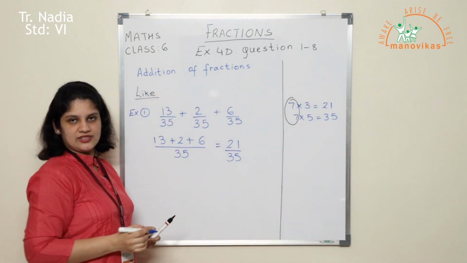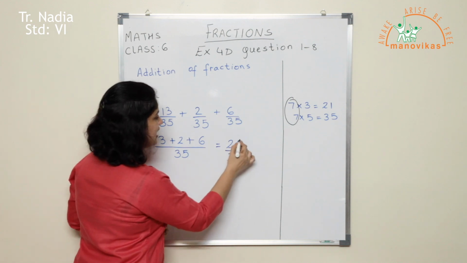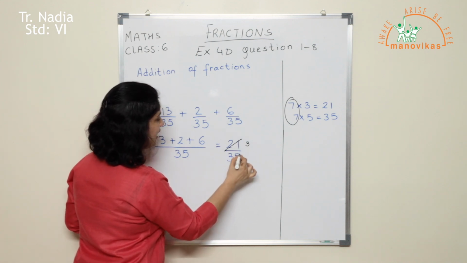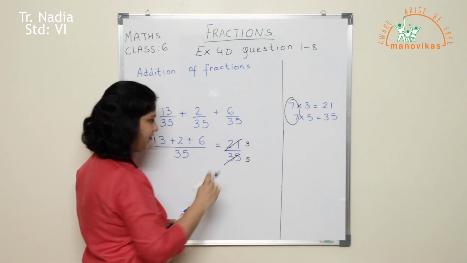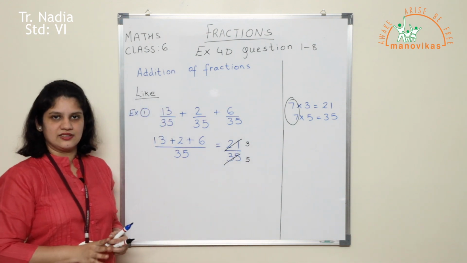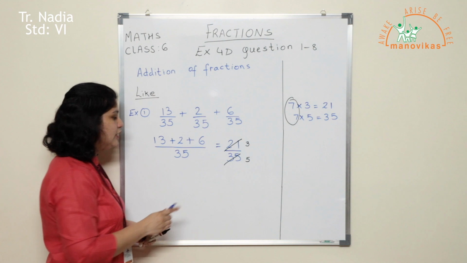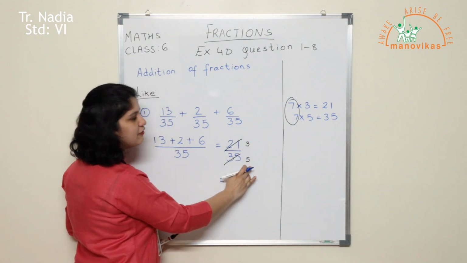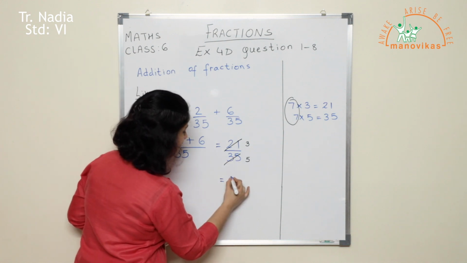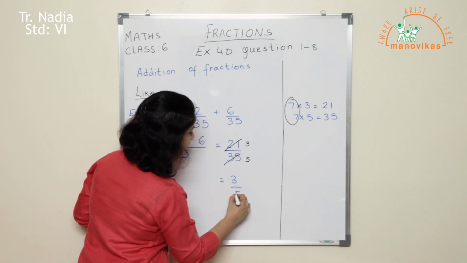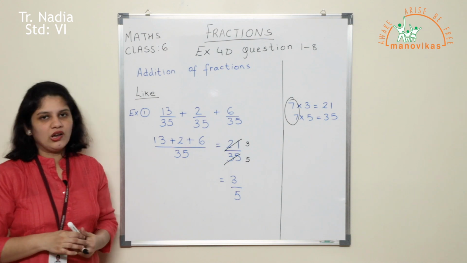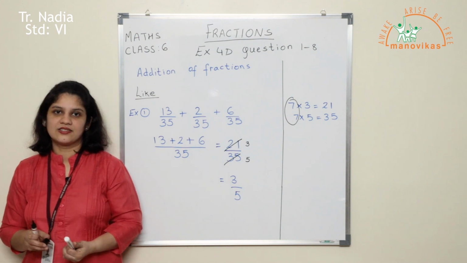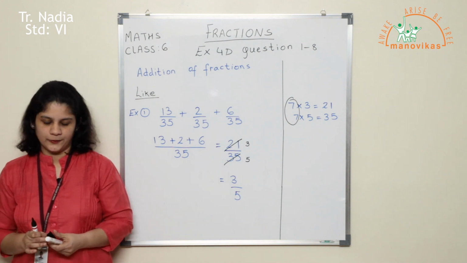So I can use the 7 times table to reduce this fraction. Both the numbers come in the 7 table, so I will make use of it. 7 3s are 21 and 7 5s are 35. So I have reduced the answer using the 7 table. Now the answer in the reduced form is 3 in the numerator, 5 in the denominator. So my final answer will be 3 upon 5. So always make sure whether your final answer can be reduced or not.